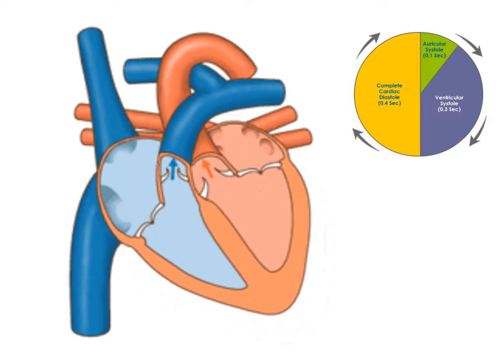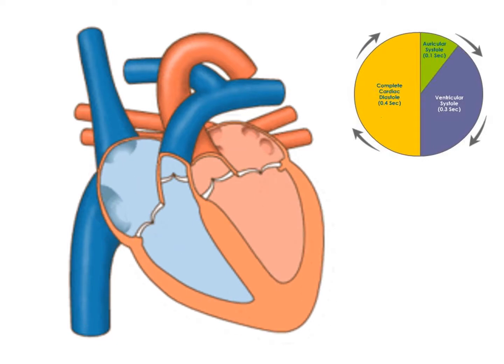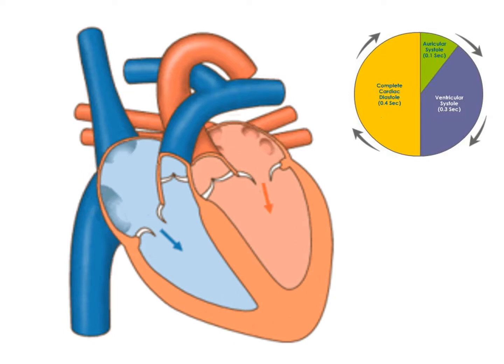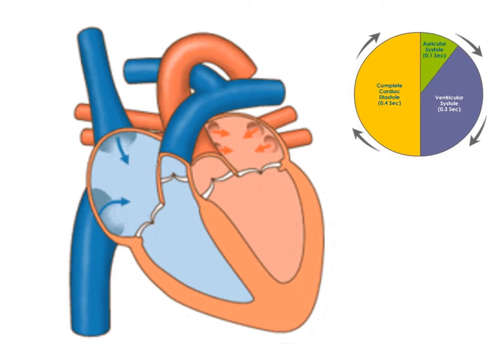So one cardiac cycle takes 0.8 second, in which auricular systole is 0.1 second, ventricular systole is 0.3 second, and joint diastole is 0.4 second.